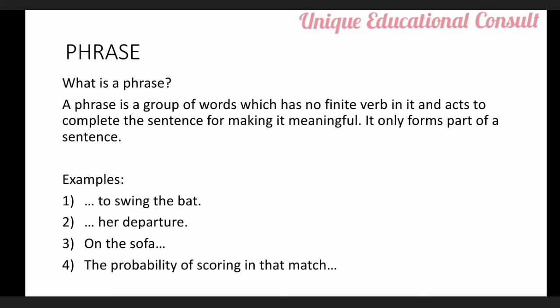Number 3, we have on the sofa. Then we have ellipses, which means something must complete this phrase to make a sentence. And the last one, we have the probability of scoring in that match. We have ellipsis. Something must complete it before it can be meaningful. So this is what a phrase is. I hope this is understood.